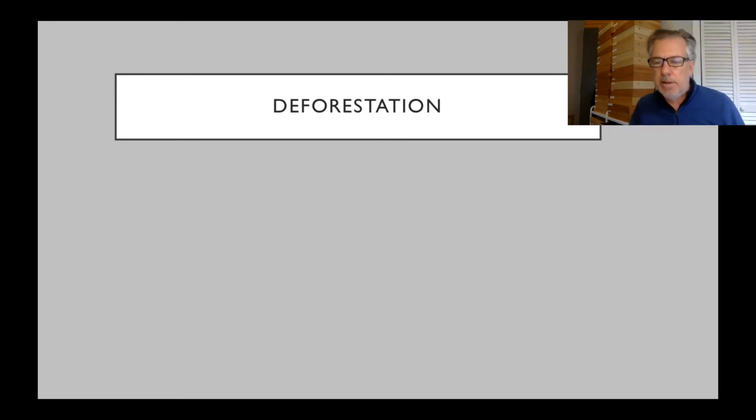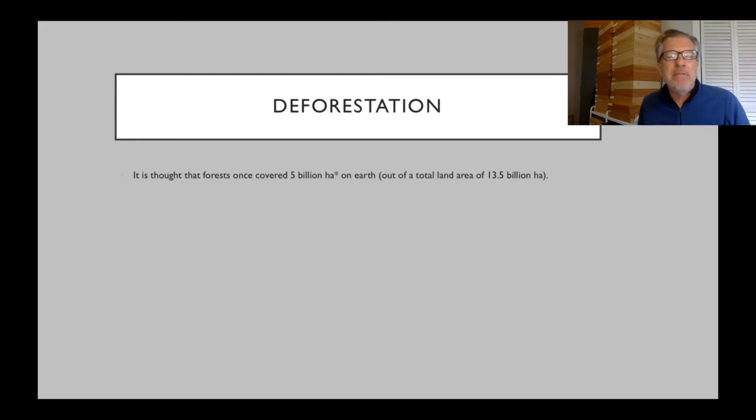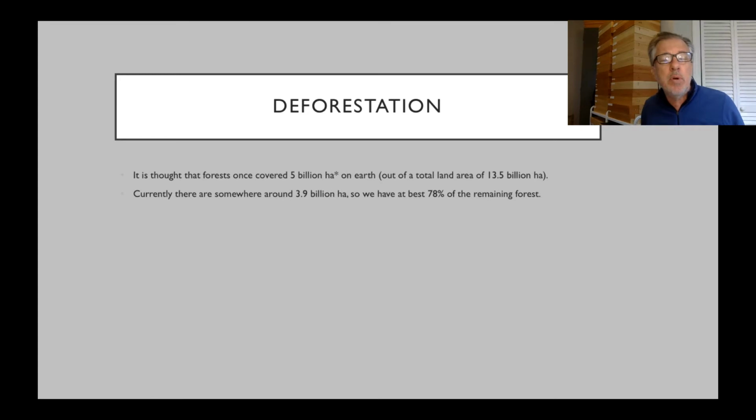So let's get started. It is thought that about 5 billion hectares on Earth, out of about 13.5 billion hectares, were covered in forest. Currently, there are somewhere around 3.9 billion hectares of land characterized as forests. So that sounds pretty good. We have 78% of the forest remaining.